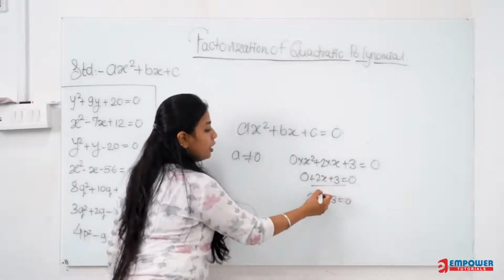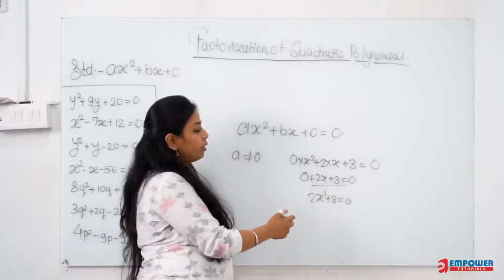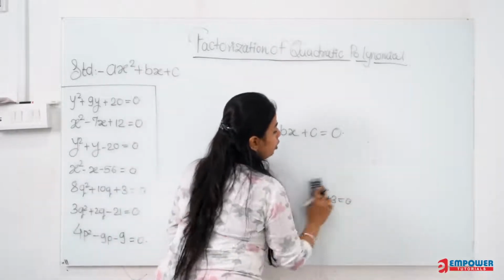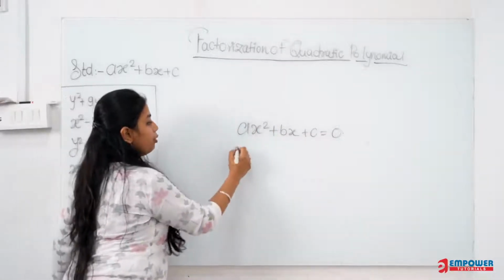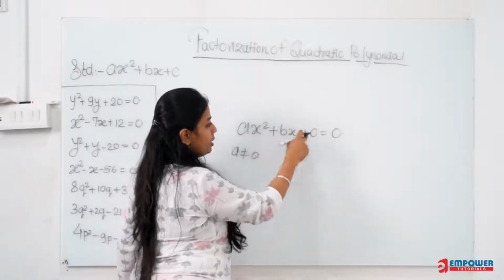Why? Because the degree of your polynomial is 1 over here. So this became your linear polynomial. So the standard form of your quadratic polynomial is this form, where a should not be equal to 0. So it is ax square plus bx plus c.